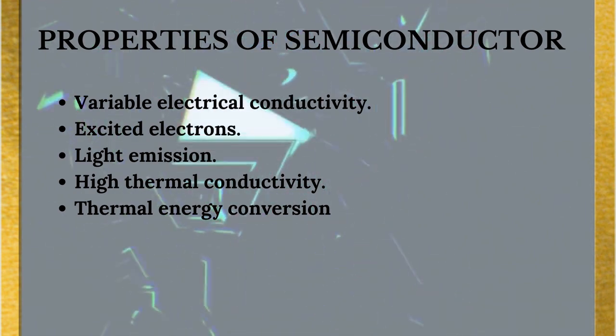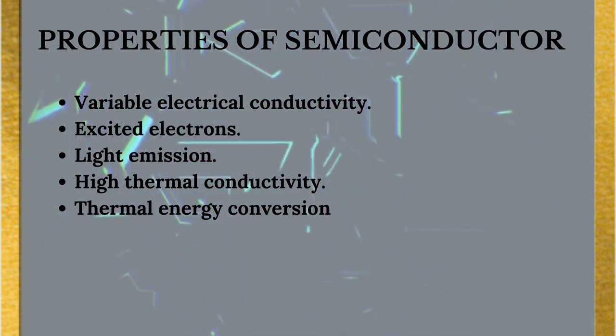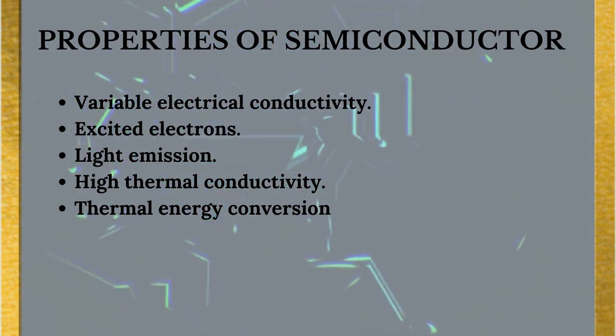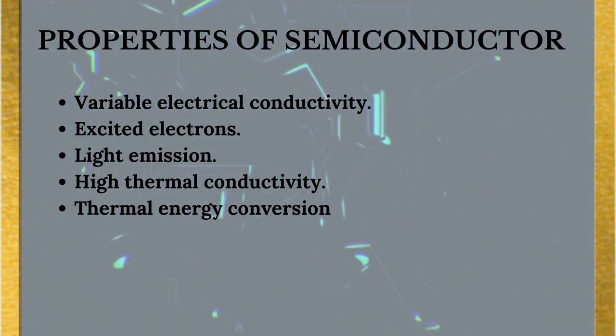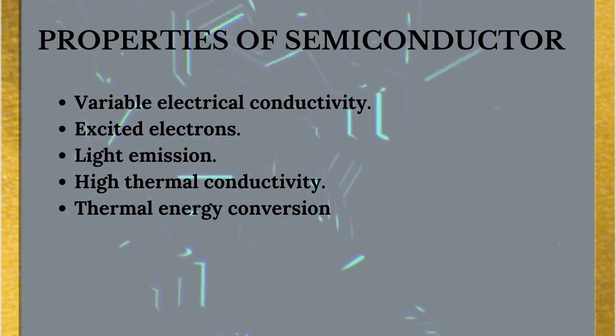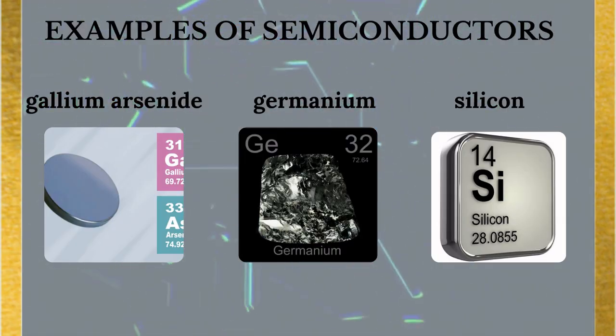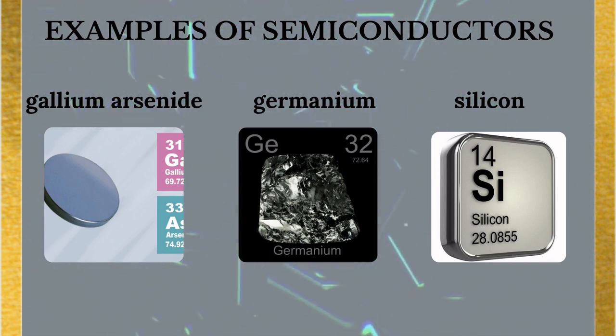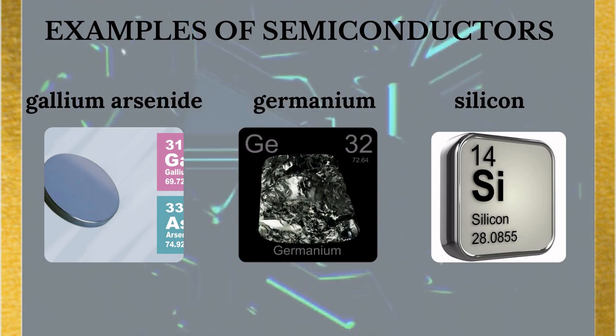Properties of semiconductors. Variable electrical conductivity. Excited electrons. Light emission. High thermal conductivity. Thermal energy conversion. Examples of semiconductors: gallium arsenide, germanium, silicon.